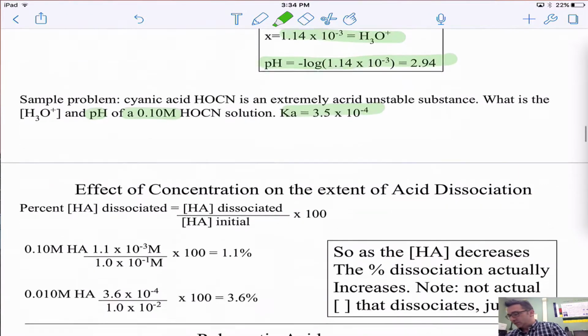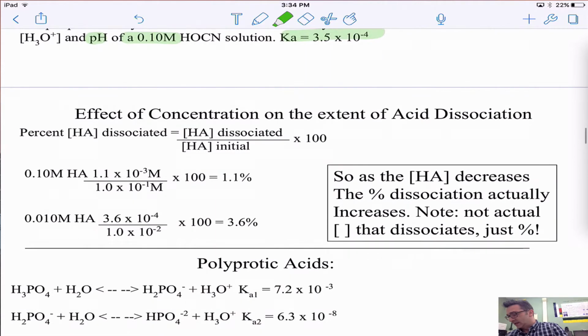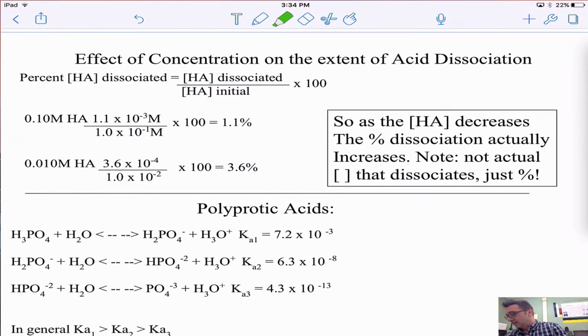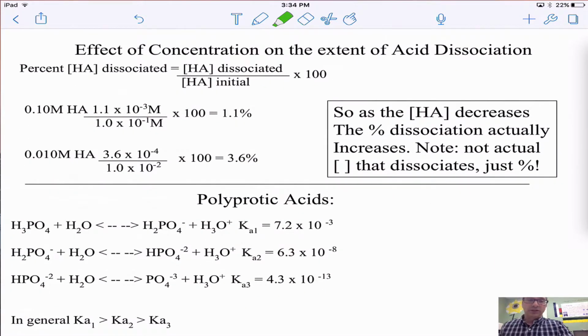Okay, one last thing I want to talk to you about here is on this next slide, what happens if I change concentration. And I show you an example here. I just use a general acid. I use HA, any generic acid. I show you two different concentrations. I show you 0.1 and I show you 0.01. And I tell you that the 0.1 dissociates to a certain extent, and I tell you that it makes this much.